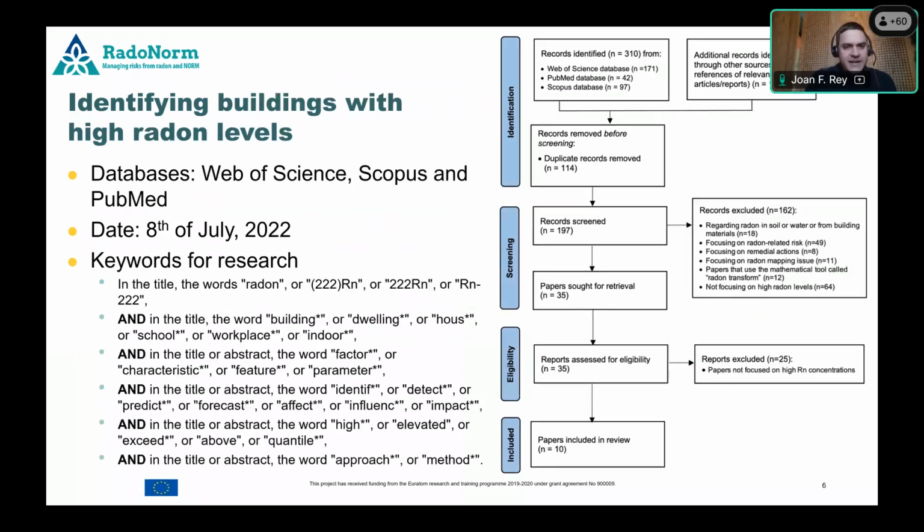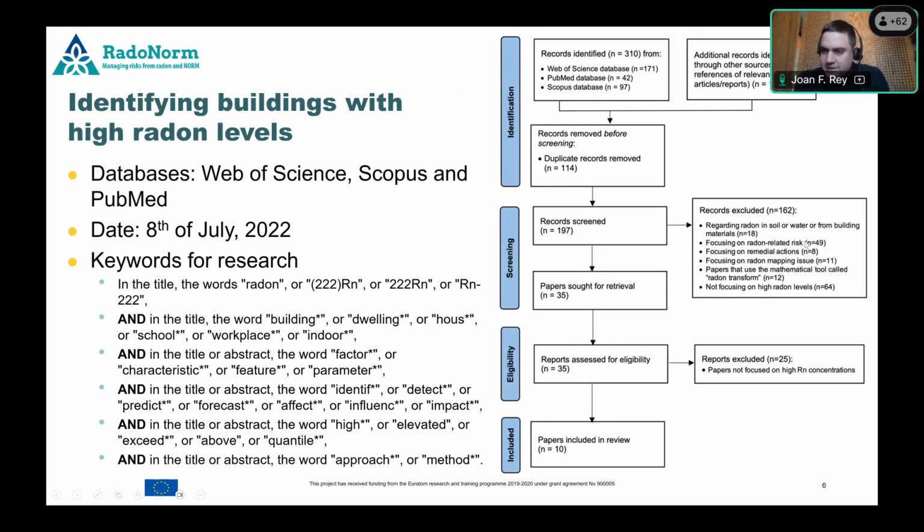Then we did the same thing for high radon levels in buildings, and here we looked in three databases, also on the 8th of July: Web of Science, Scopus, and PubMed. You can still find the different keywords for the research. Here we had a bit fewer papers, just a bit more than 300 records at the beginning.